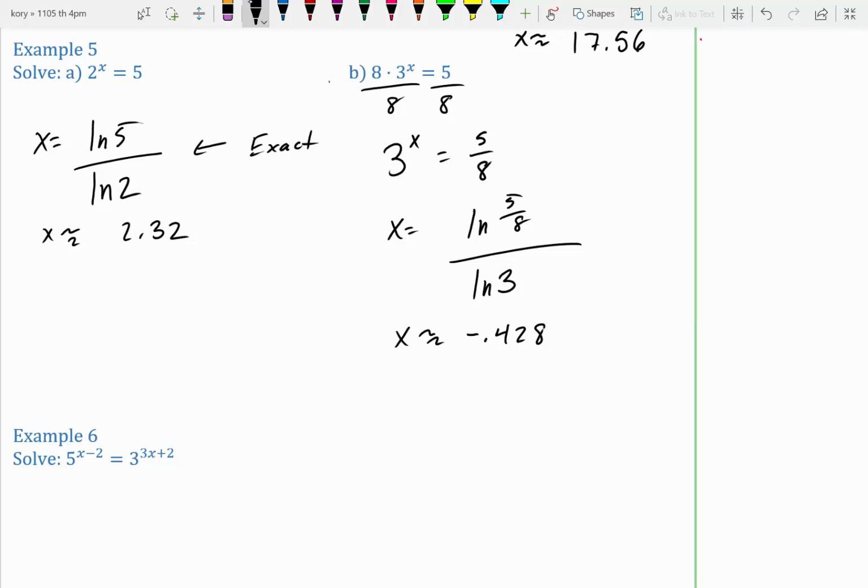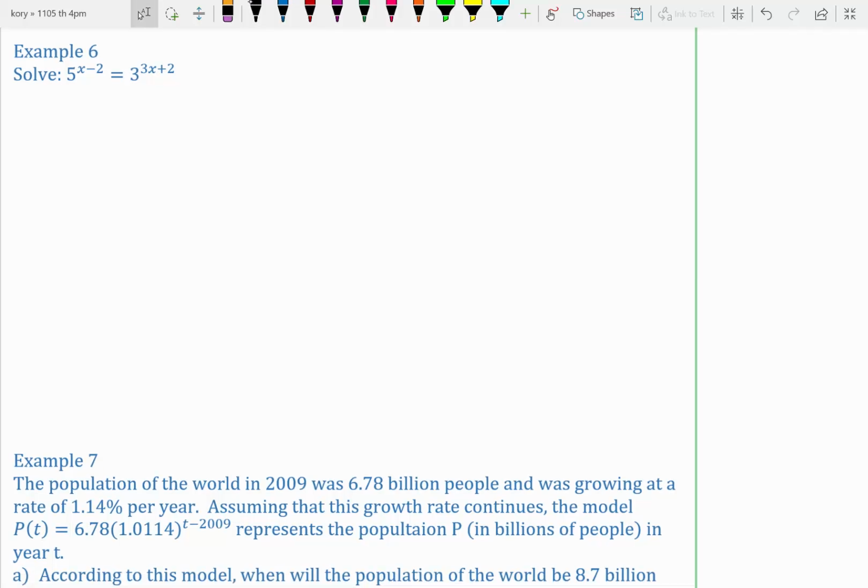Yeah. Lucky. All right. Example 6. Do we have to do the 6 steps, or can we use change of base? Nope, 6 steps. Not change of base, because there's x's on both sides, and then what's happening to those x's? Yep, there's addition and subtraction. So this time I'm going to use log. You could also use ln. So I'm going to change these to be log 5 of x minus 2 equals log 3 of 3x plus 2.